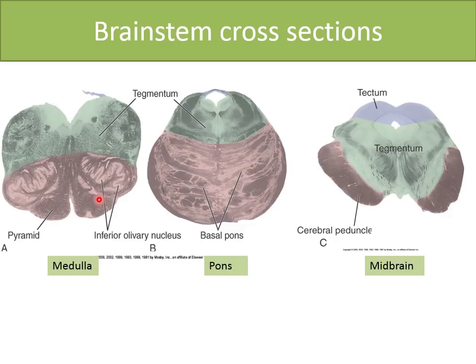And then as we move over to the medulla, we can see the dorsal portion is the tegmentum, which again has several nuclei we'll be interested in later on, the inferior olivary nucleus, and the pyramids that carry corticospinal information.